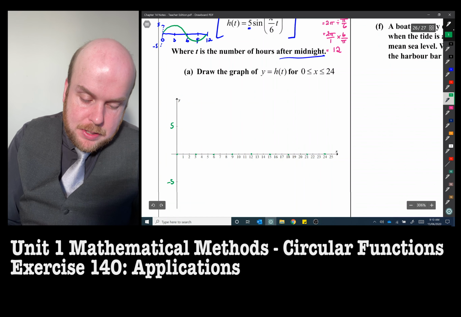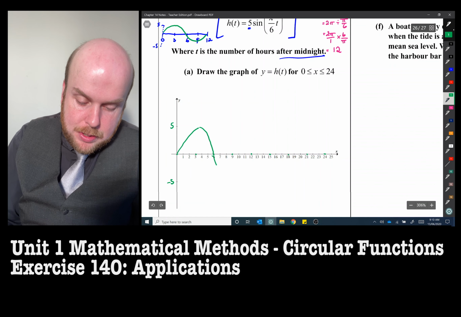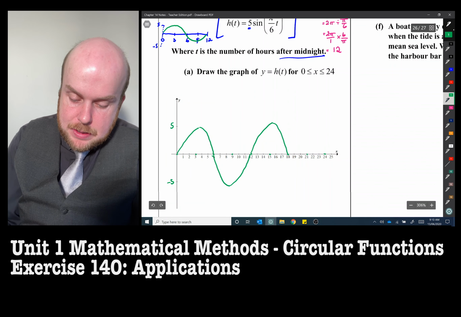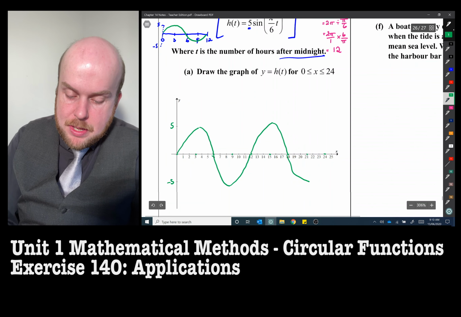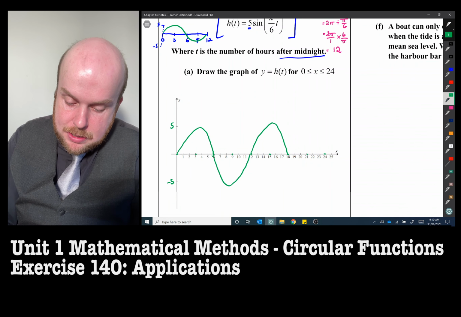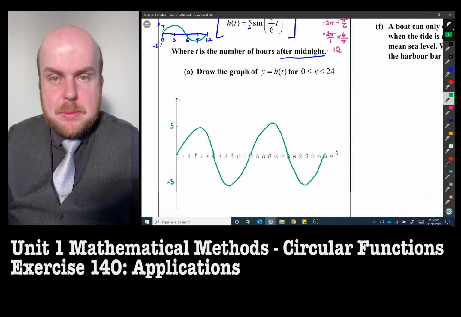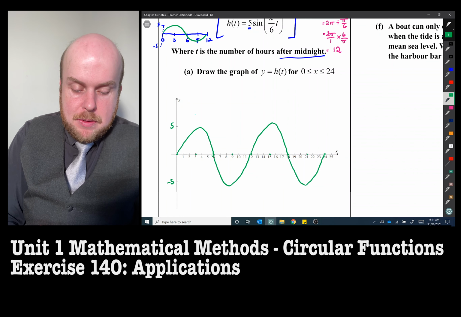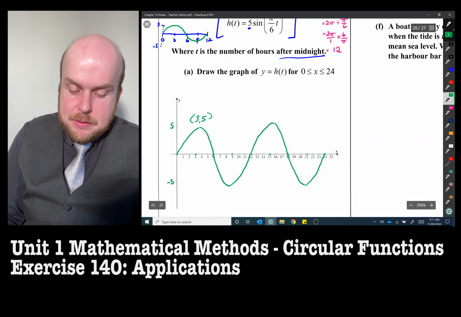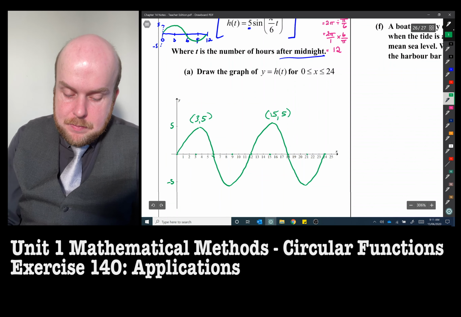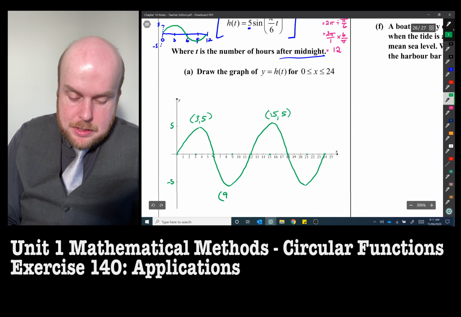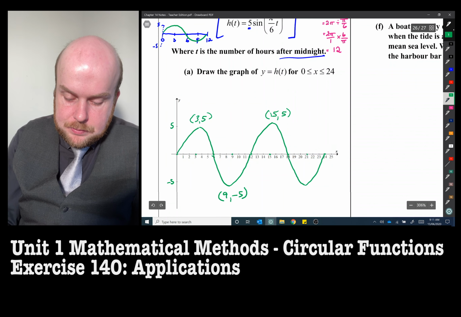So we're going to go 1, 2, 3, 4, 5, 6, 7. Oh, my sine graph melted in the sun there. There we go. That's a very rough approximate sine graph. We can put in our turning points here. 9, negative 5. This is 21, negative 5.